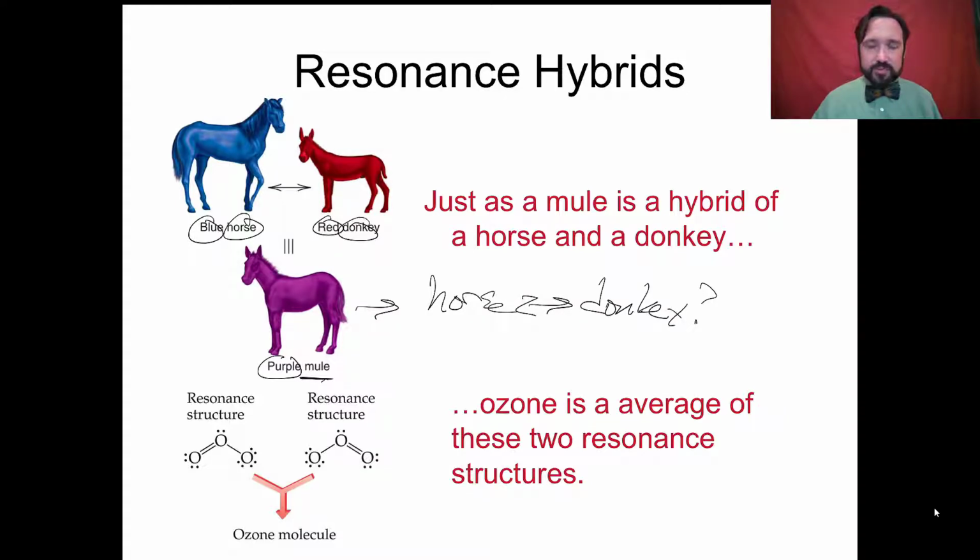No, it's always a mule. So a hybrid is an equal blending of these traits. Just like purple isn't sometimes blue and sometimes red, it is its own thing all the time. It's a blending of blue and red.